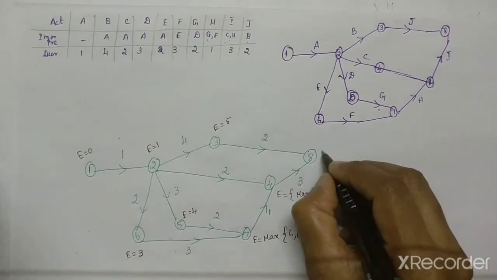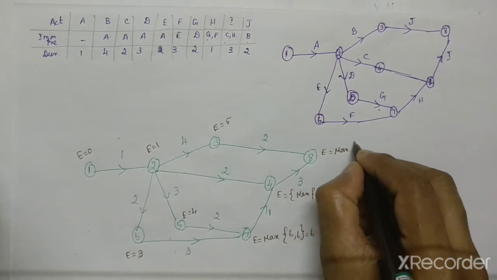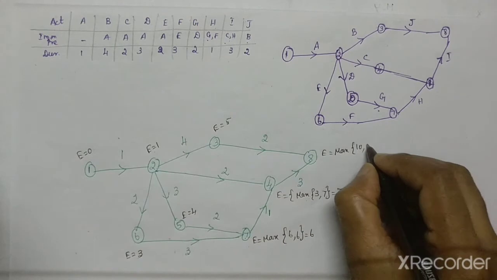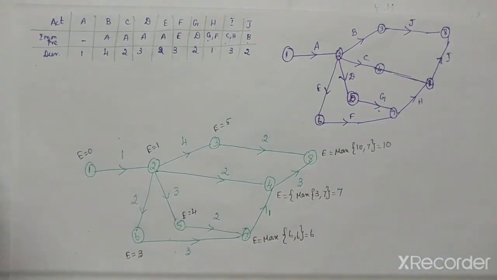For 8, E value will be, that is 2 incoming activities. So E is equal to maximum of 7 plus 3 is 10, 5 plus 2 is 7. So the maximum value will be 10. So now these are your E values.